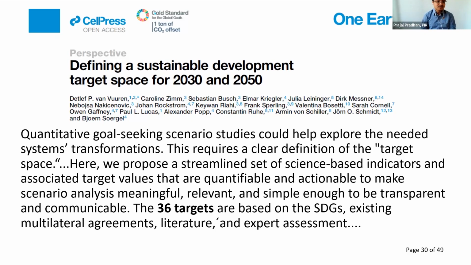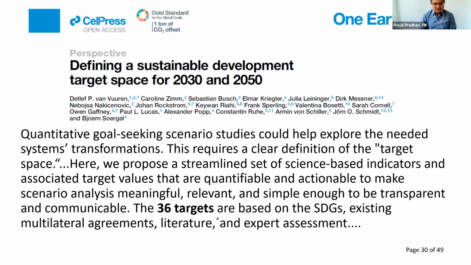to define this sustainable development target space, which is mainly defining these 36 targets which could be modeled using integrated assessment models. These are mainly based on SDGs, existing multilateral agreements, and literature and expert assessment. If you want to know a bit more about these targets, you can have a look at this paper from Detlef, which is really nice, and it provides a framework for modeling sustainable development, and it shows that modeling communities are going a step further from looking at climate scenarios to more sustainable development scenarios.